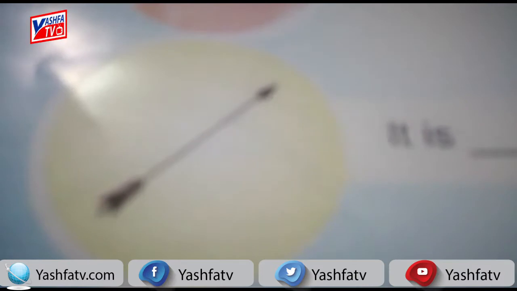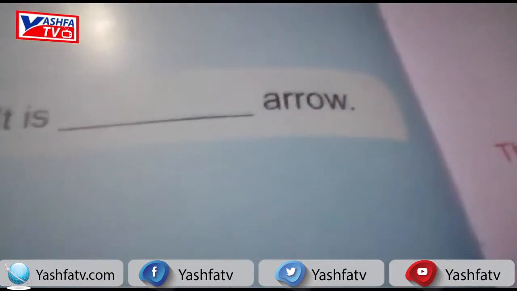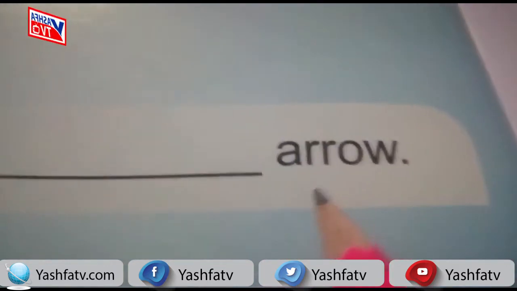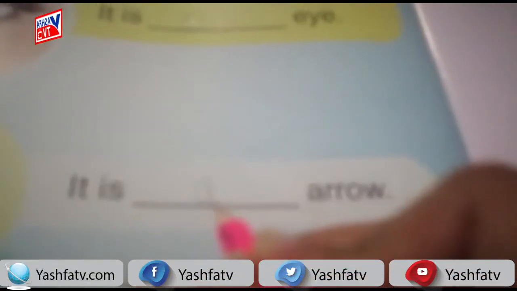Look at this picture, students. It's an arrow, and arrow is a noun, and it starts with the vowel, and that's why we write here article an. It is an arrow. So we move to our next picture.